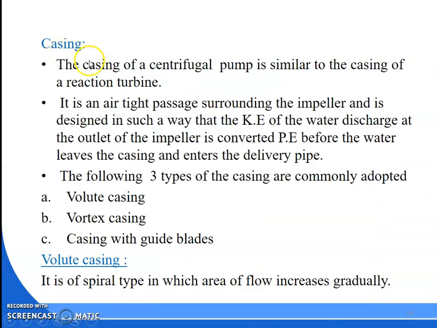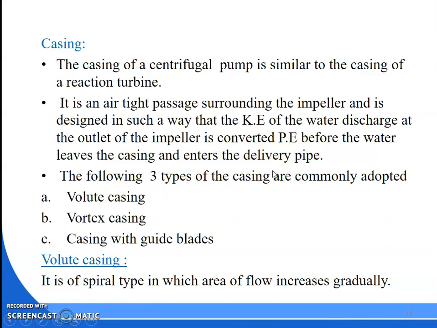Then we will discuss casing. What is casing? The casing of the centrifugal pump is similar to the casing of a reaction turbine, that we will also discuss. The casing of the reaction turbine is a spiral casing where the diameter of the casing decreases gradually. Okay, it will look like a snail type. So that is also known as your volute casing. Here that casing is used in the centrifugal pump also. It is an airtight passage surrounding the impeller and is designed in such a way that the kinetic energy of the water discharged at the outlet of the impeller is converted to pressure energy before the water leaves the casing and enters the delivery pipe.